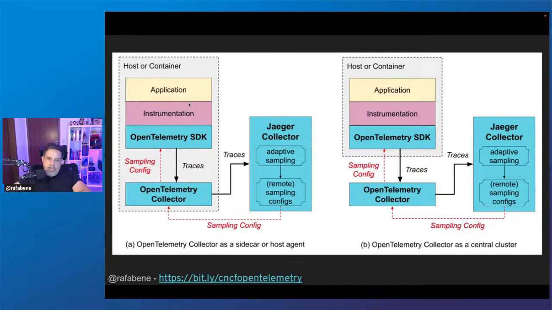In both ways, you can have your application using the OpenTelemetry API to instrument the code. The OpenTelemetry SDK will send the traces to the OpenTelemetry collector. The OpenTelemetry collector will send those traces to the Jaeger collector according to the adaptive sampling, which means: will I get all traces or just 10% of the traces? For production, maybe 10% is okay. And for development, maybe 100% of the traces is okay. Okay, plus some sampling config.